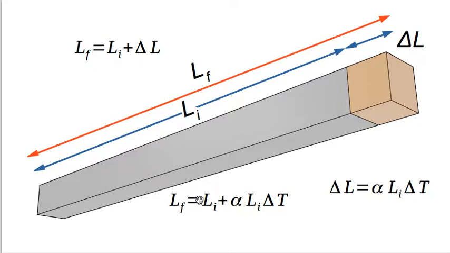The final length equals the initial length plus the coefficient of thermal expansion times Li times delta T. Because delta L is this amount, and we know that the final length is made up of the initial length plus the increase that is dependent on these factors. So you get this equation.